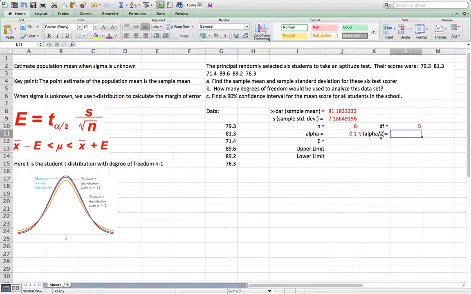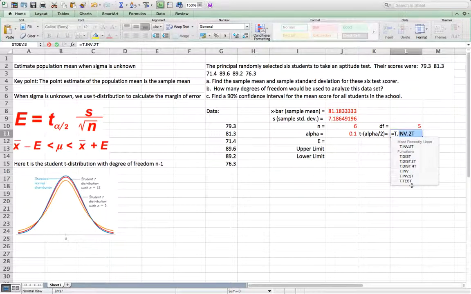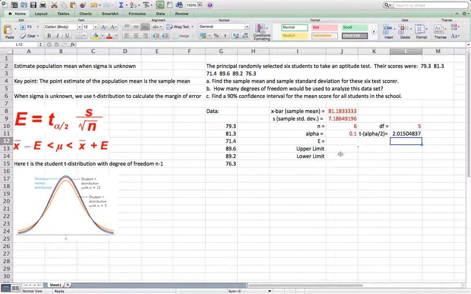Now, when you calculate this t alpha over 2, you will use this formula: equals T.INV.2T, which means two tails. When you use this formula, it asks you for the probability. This probability is not alpha over 2. Since you already say two tails, this probability is the two tail areas added together, which is exactly your significance level, 0.1. So this will be in my J11, and the degrees of freedom will be in my J10. Together, this is my t alpha over 2.